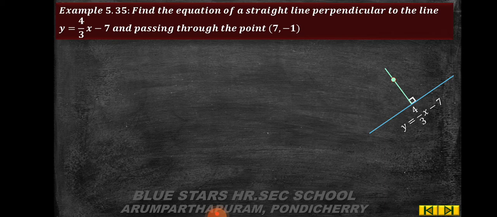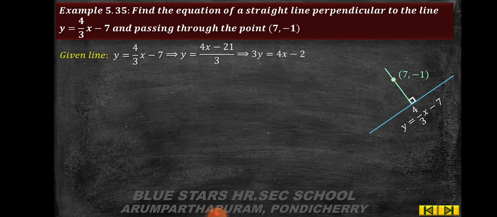Perpendicular means it makes 90 degrees. In that line you have one point, that is 7, minus 1. Therefore the given line is y = (4/3)x - 7, which implies 3y = 4x - 21. That is cross multiplication: 7 threes are 21.